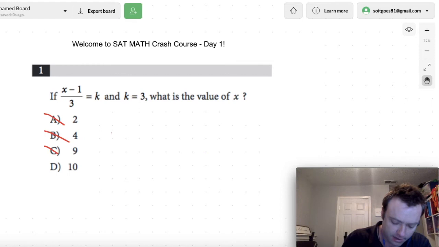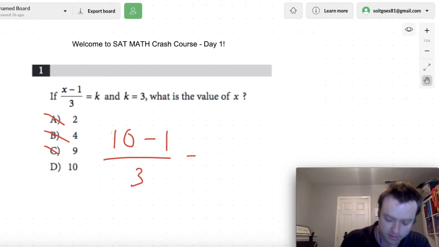Let's plug that in place of x. We get (10 − 1)/3, and what does that equal? That does give us 3, because we get 9 over 3, which is indeed 3. We can confirm it is answer choice D. Any questions about that? I've got it.